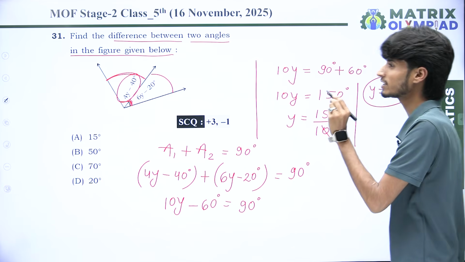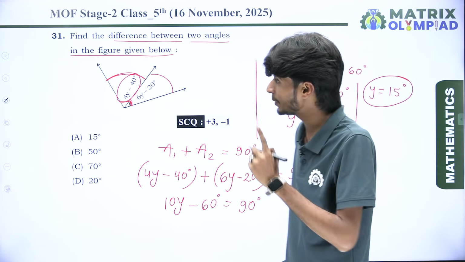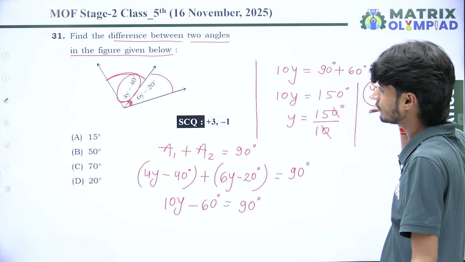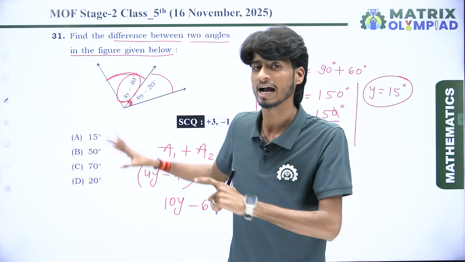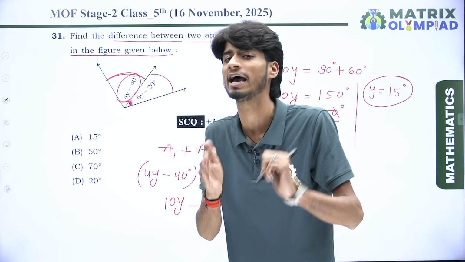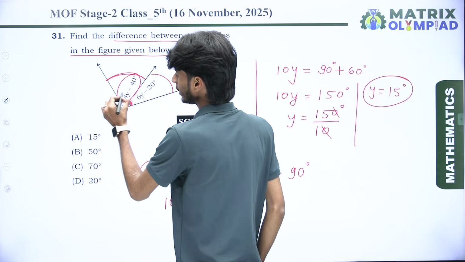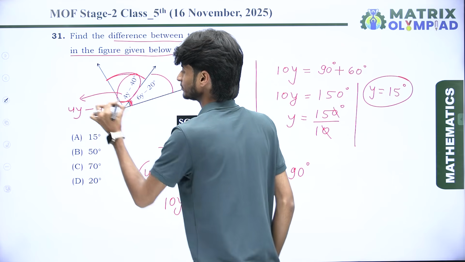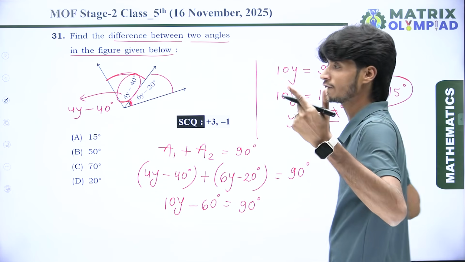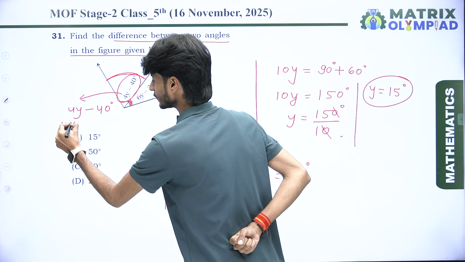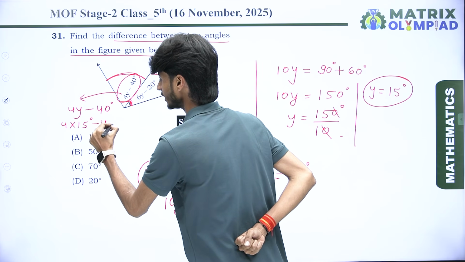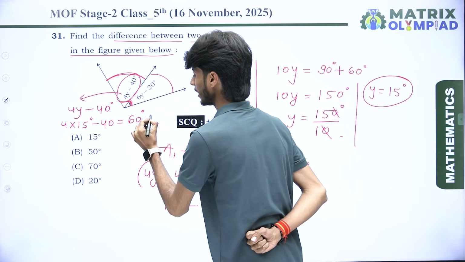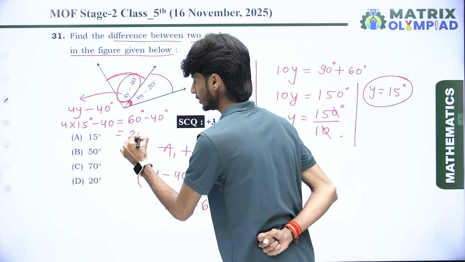But this is not the answer, because according to the question we want to find the difference between two angles. So first of all, put the value of y in both angles and find the actual angles. In the first angle, 4y minus 40 degrees, what is the value of y? It is equal to 15. So put y as 15 degrees minus 40. 4 multiplied by 15 gives 60. And 60 degrees minus 40 degrees is equal to 20 degrees.